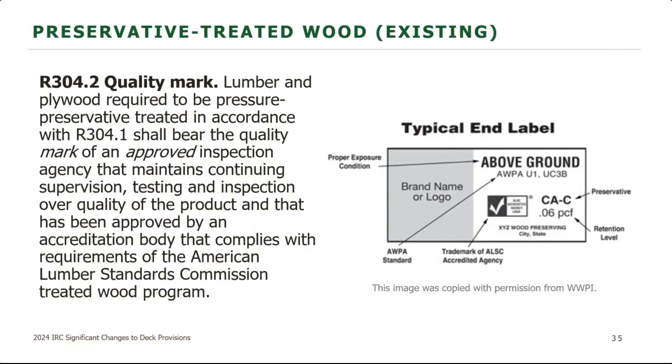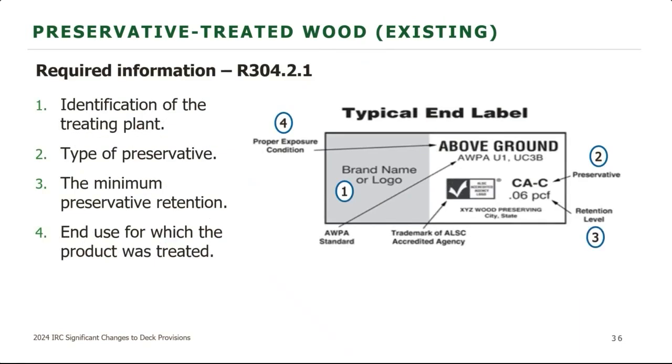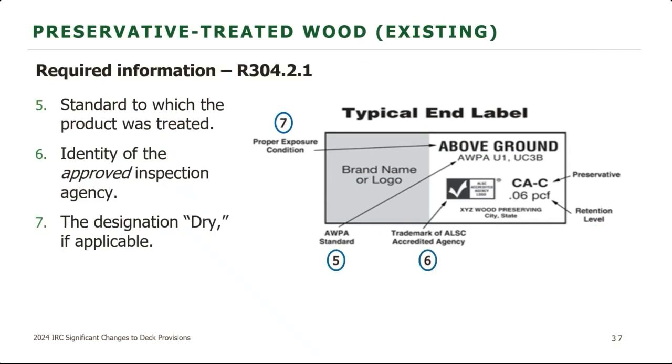R304.2 is for the quality mark. Again, no changes here. Just some good reminders that, as you're looking at preservative treated wood, make sure that it's got that quality mark on there. It's got that label somehow on that wood. And what's all on there? You'll have the identification of the treatment plant, the type of preservative that's used, the retention level of that preservative, and then the end product. And that's where you're going to see if it's approved for above ground use or ground contact use. It's also going to have the standard in which it was treated, the identity of the approved inspection agency, and then if it's required to be dry.